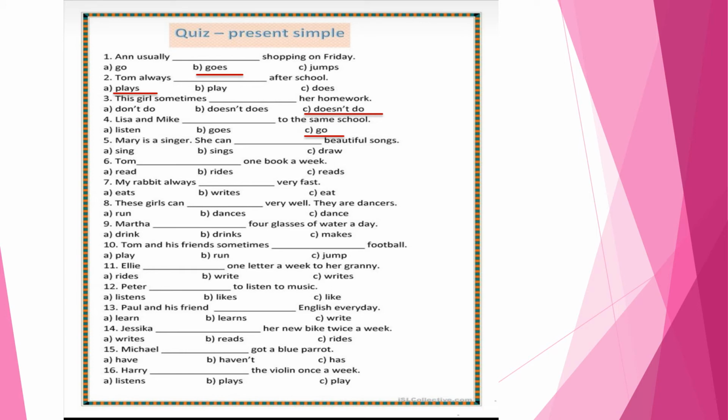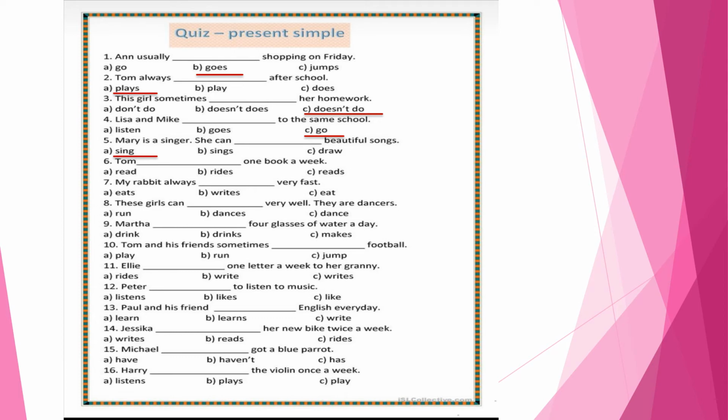Number 5, Mary is a singer. She can sing, sings, or draw beautiful songs. After can, okay, the verb must be an infinitive or in its basic form without any additions, so it will be sing beautiful songs.